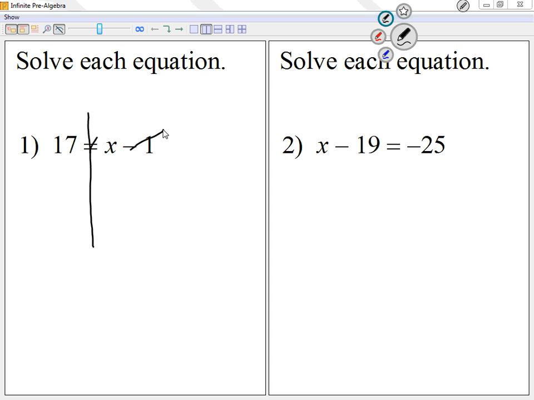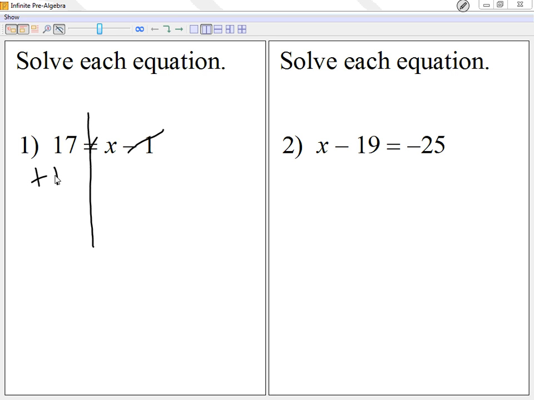I'm going to move that term, the -1, to the other side. Whenever you move one term to the other side, switch the sign. So I'm going to move it as a +1. Once again, every time I move something from one side to the other side, I switch the sign. It was negative on the right, so I move it as a positive on the left.